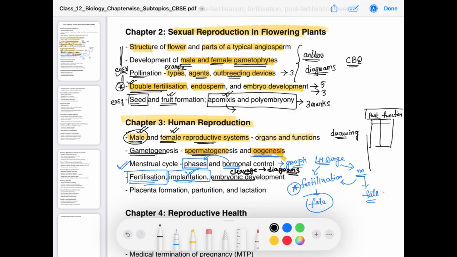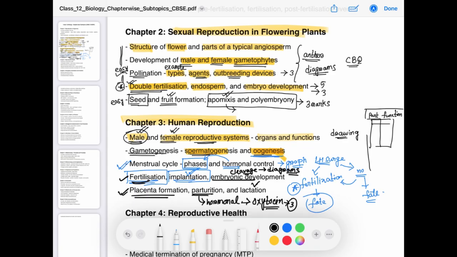Here also you have to practice the female reproductive structure, and during fertilization also you have to practice. Then there is placenta formation. You have to know which hormones the placenta is secreting and which hormones the female reproductive structure is secreting. You have to read about the relaxin hormone, that is important. Then there is parturition, in which there is a hormonal role. You have to read about oxytocin. Oxytocin plays an important role here, so it comes in 3 marks. That is why you have to know about it.